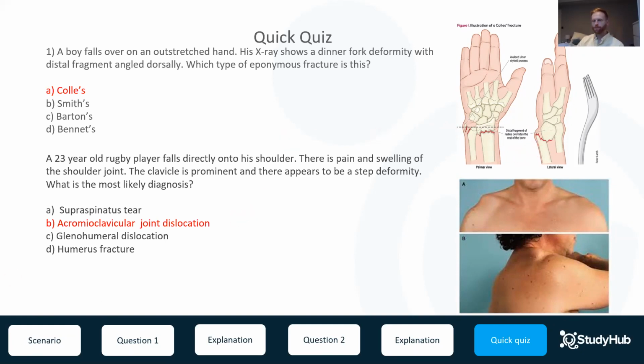Okay. Now on to the next question, which we discussed. The rugby player falls directly onto his shoulder. It's a very common injury. I've actually done it myself. It's very painful and takes ages to recover from.